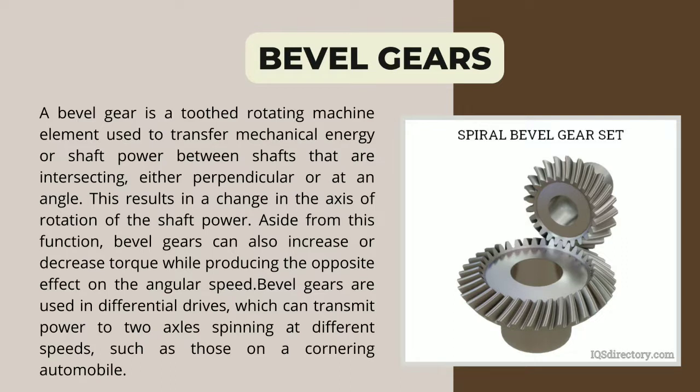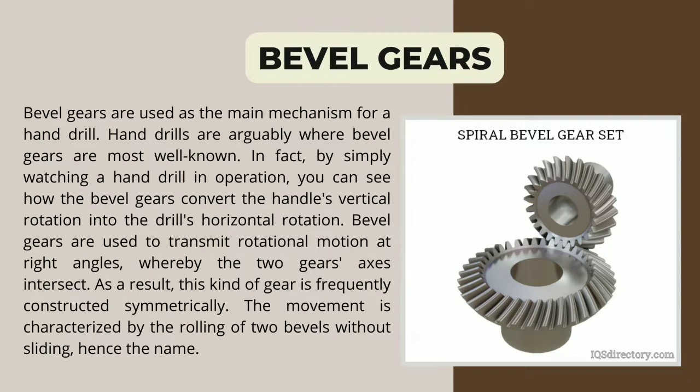Bevel gears. A bevel gear is a toothed rotating machine element used to transfer mechanical energy or shaft power between shafts that are intersecting, either perpendicular or at an angle. This results in a change in the axis of rotation of the shaft power. Handrails are arguably where bevel gears are most well known. Bevel gears are used to transmit rotational motion at right angles, whereby the two gears' axes intersect.